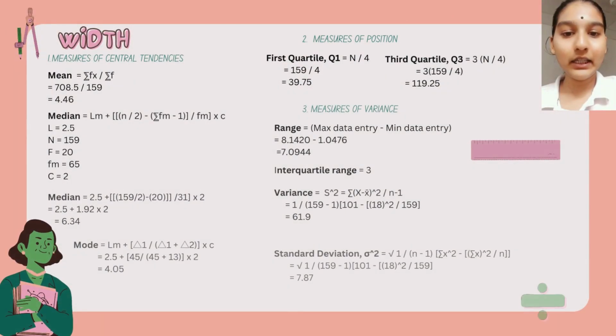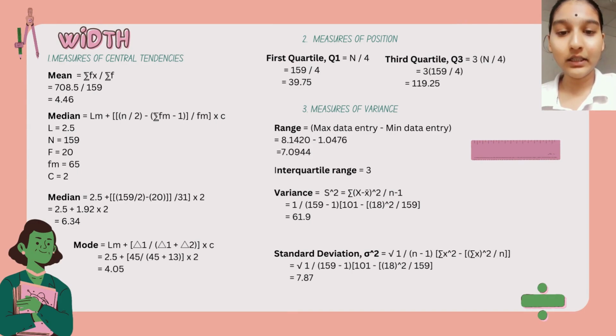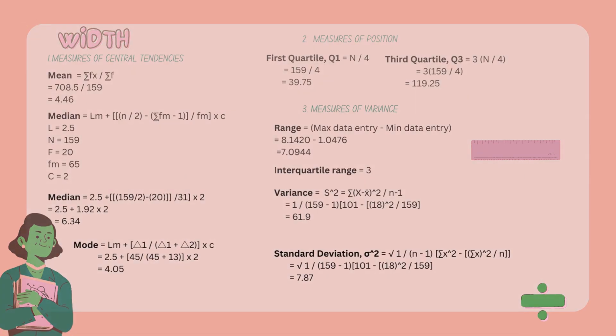Next is width. In the measures of central tendency, the mean is 4.46, the median is 6.34, and the mode is 4.05. Next is the measure of position. The first quartile Q1 is 39.675. The third quartile Q3 is 119.25. Last but not least are the measures of variation. The range is 7.0944. The interquartile range is 3. The variance is 61.9. The standard deviation is 7.87.